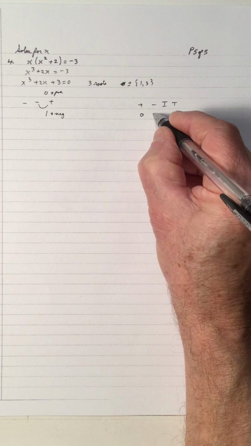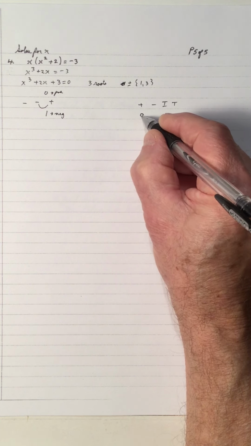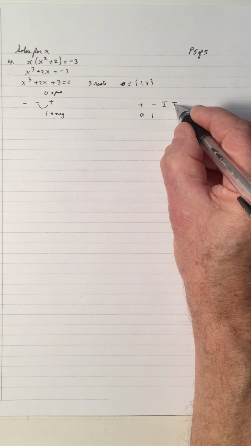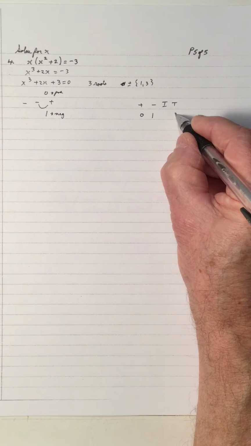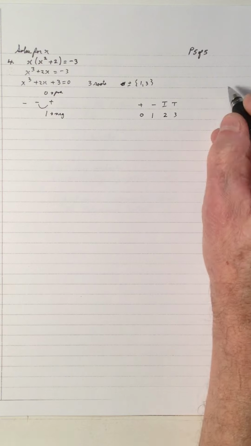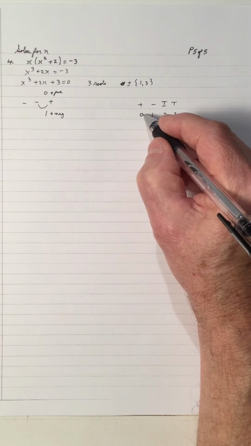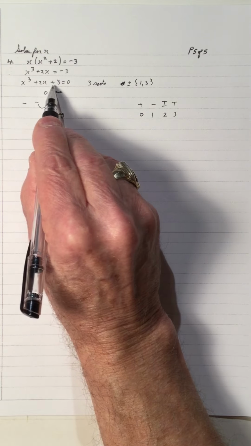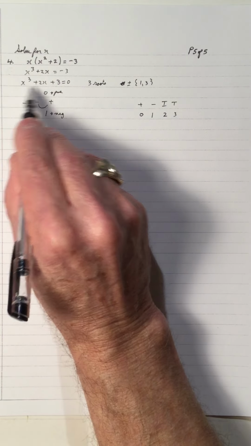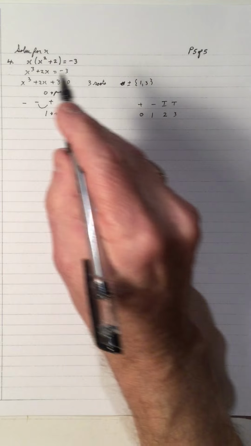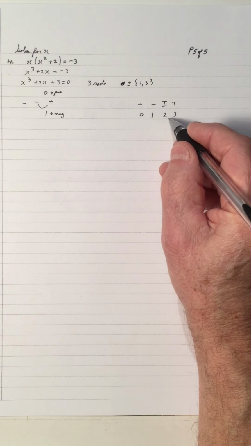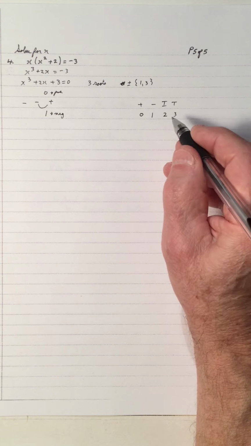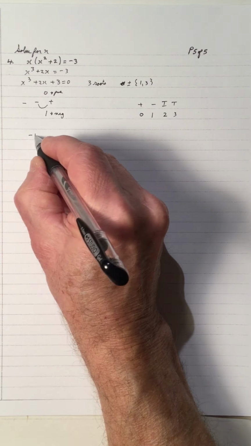So if I have no positives, one negative, and my total is 3 roots, I must have 2 imaginaries. No positives. Notice since all of these are positive numbers, it takes a negative number to give you a 0. So there are no positives, 1 negative, and 2 imaginaries. Okay, so since there are no positives, let's try negative 1.